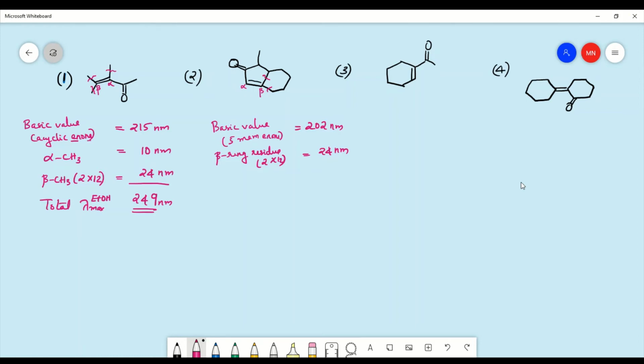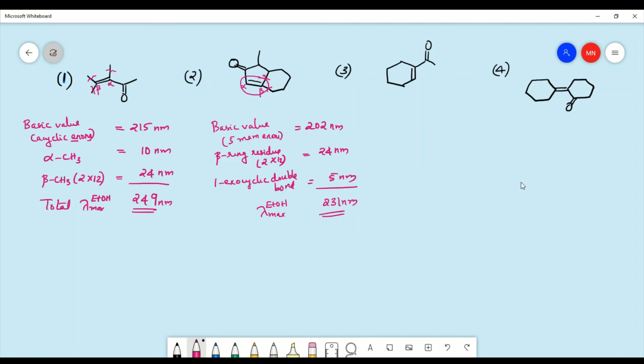Now this particular double bond is exocyclic to the second ring. There is only one such ring, so one exocyclic double bond, and its contribution is 5 nanometer. So you have to write 5 nanometer. The lambda max total in ethanol solvent, if you add these up, is 231 nanometer.